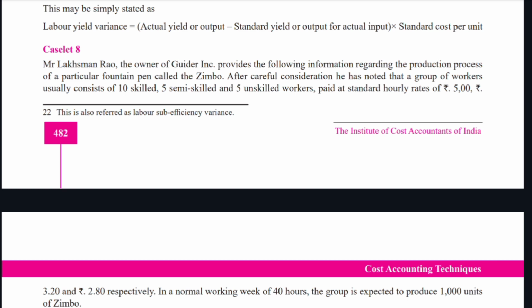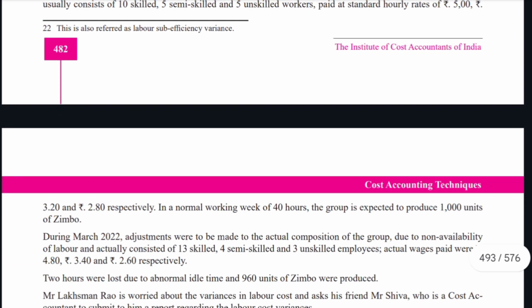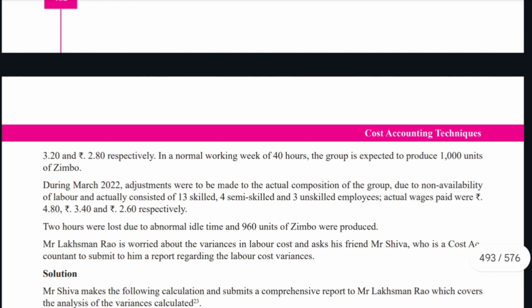pen called the Zimbo. After careful consideration, he has noted that a group of workers usually consists of 10 skilled, 5 semi-skilled, and 5 unskilled workers paid at standard hourly rates of Rs 5, Rs 3.20, and Rs 2.80 respectively. In a normally working week of 40 hours, the group is expected to produce 1000 units of Zimbo.